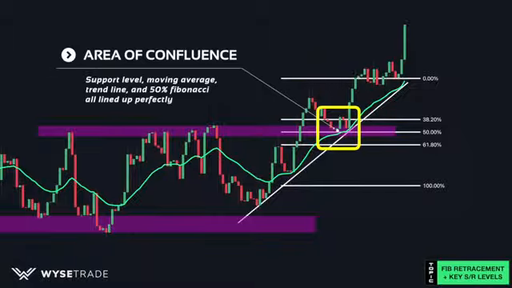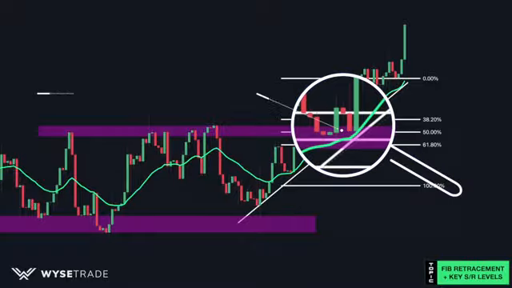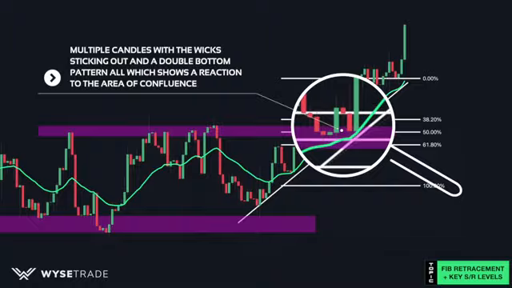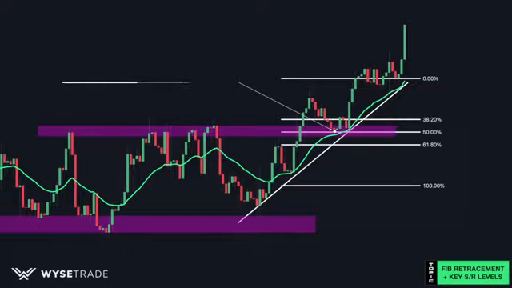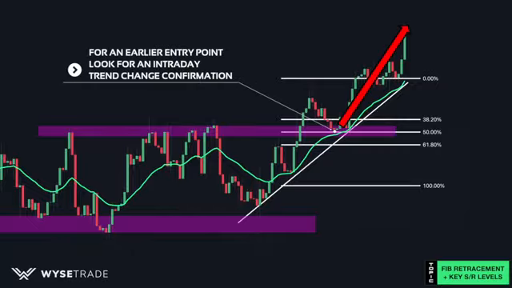where the support level, moving average, trend line, and 50% Fibonacci all lined up perfectly, making it an area of confluence. You had multiple candles with the wicks sticking out and a double bottom pattern form, all which shows a reaction to the area. You can take a long entry after the bullish momentum candle and higher high, or for an earlier entry point, look for the intraday trend change confirmation.